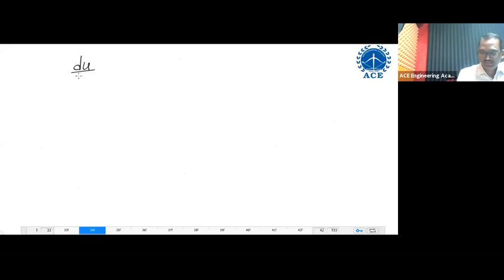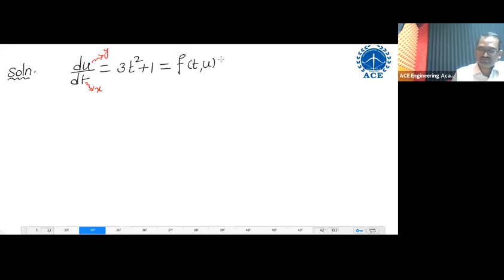Given du by dt is equal to 3t square plus 1. What is the general form actually? General form is dy by dx is equal to f of x comma y, where x means t, y means u, with initial condition y of x naught is equal to y naught. Here y means u.